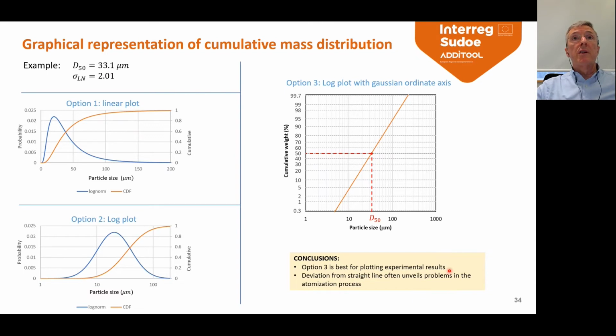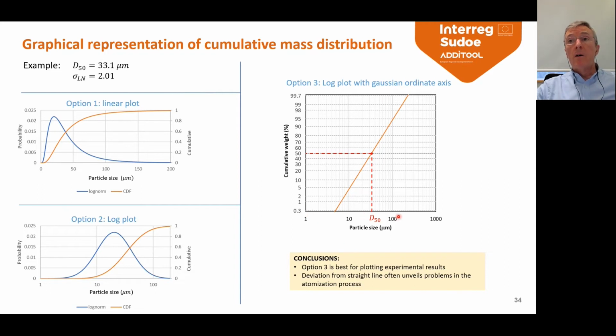The graphical representation of the cumulative mass function, for instance, for an example of a median particle size of 33 microns and a sigma of 2, these are very typical results. You can use a linear plot, which is not very common. You can use a log plot for the probability and for the cumulative, which is on the right-hand side with the S shape. But there's also a third option, which I would like to mention, which is a log plot with a Gaussian ordinate axis.